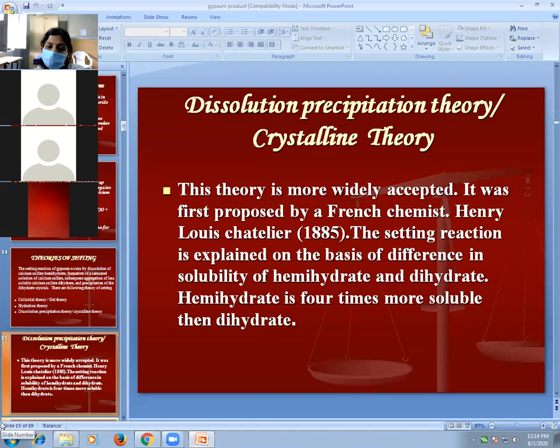The setting reaction is explained on the basis of a difference in the solubility of hemihydrate and dihydrate crystals. The solubility of hemihydrate is not the same as that of dihydrate, and because of this, the saturation of hemihydrate is different compared to the dihydrate. Hemihydrate is 4 times more soluble than the dihydrate.